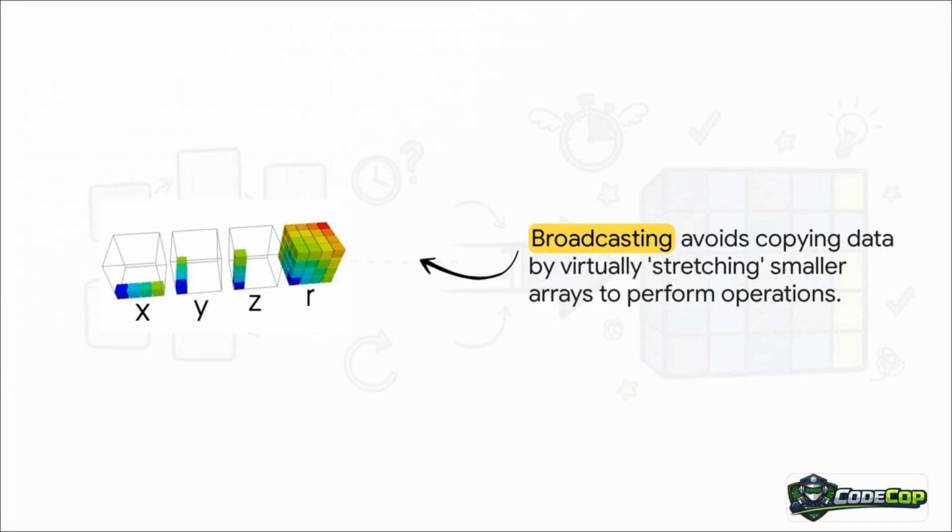And working right alongside vectorization is another brilliant idea called broadcasting. Let's say you need to add a single number to a huge array with 1 million elements. Instead of making 1 million copies of that number, broadcasting virtually stretches that one number to fit the whole array without using extra memory. It's an incredibly efficient trick that saves a ton of memory and makes your code way cleaner.